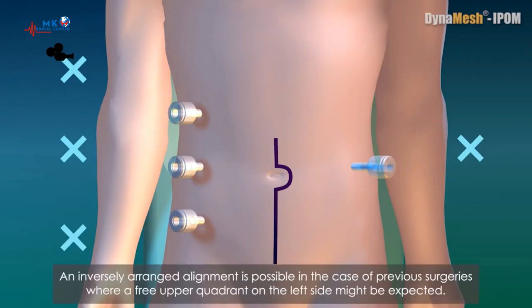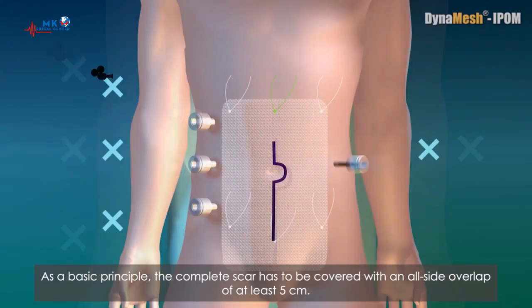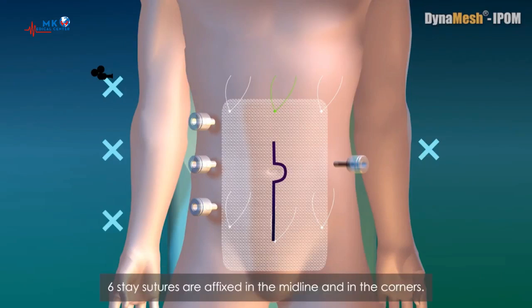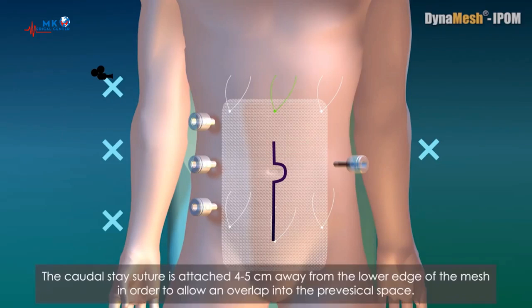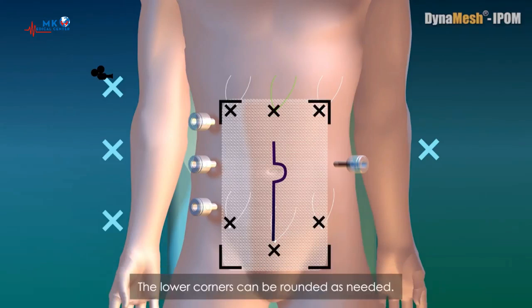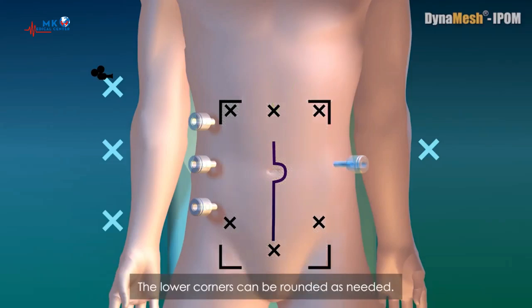An inversely arranged alignment is possible in the case of previous surgeries where a free upper quadrant on the left side might be expected. As a basic principle, the complete scar has to be covered with an all-side overlap of at least 5 centimeters. 6 stay sutures are fixed in the midline and in the corners. The caudal stay suture is attached 4 to 5 centimeters away from the lower edge of the mesh in order to allow an overlap into the prevesical space. The lower corners can be rounded as needed.